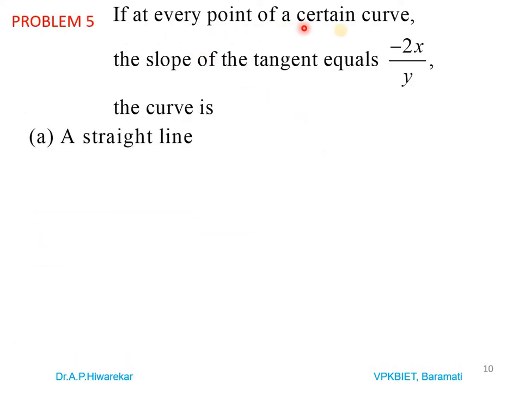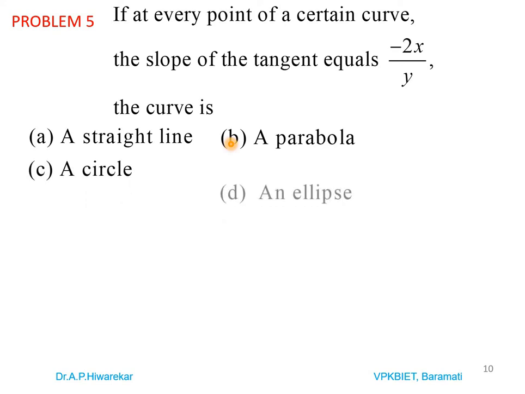If at every point of a certain curve, the slope of the tangent is equal to minus 2x by y, the curve is a straight line, parabola, circle or an ellipse.